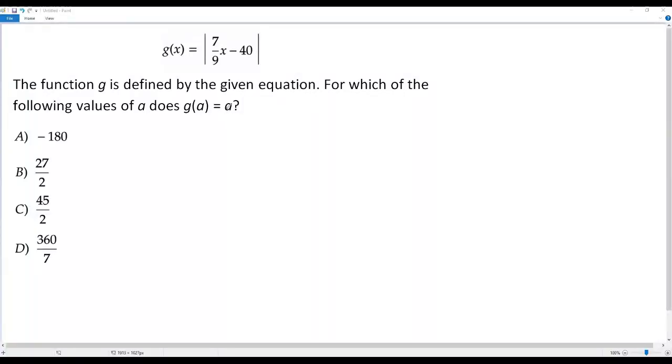Here we have a SAT math problem. Okay, let's go to the question. g of x equals the absolute value of 7 over 9 times x minus 40. The function g is defined by the given equation. For which of the following values of a does g of a equal a?